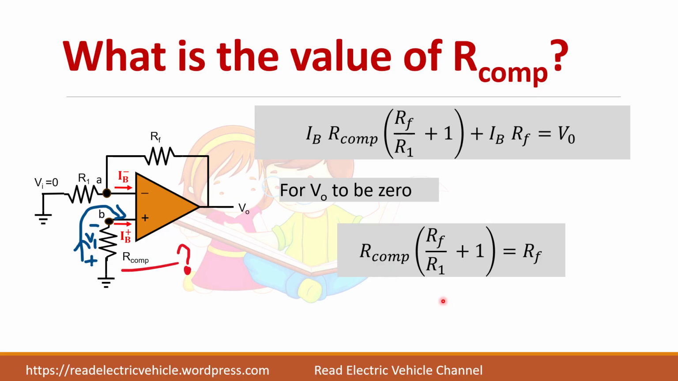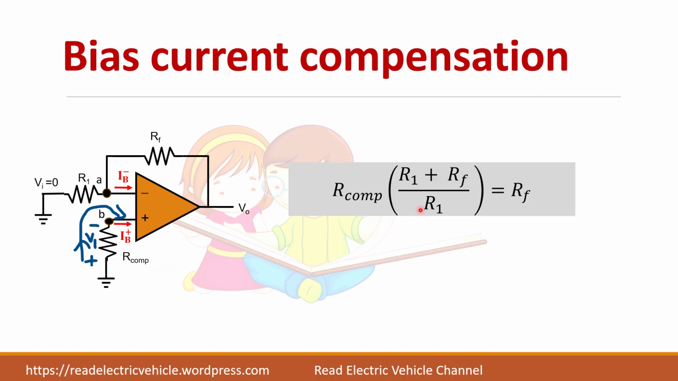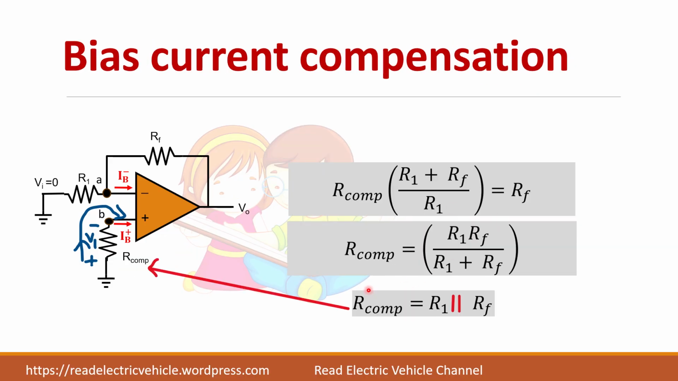So now let us simplify this one. We will get R compensation as R1 parallel RF. R1 is the input resistance and RF is the feedback resistance. So this compensation resistor value is the parallel combination of these two resistor values. So by doing this, we can make the output voltage become 0. That is, we are compensating the voltage we are getting due to the bias current.